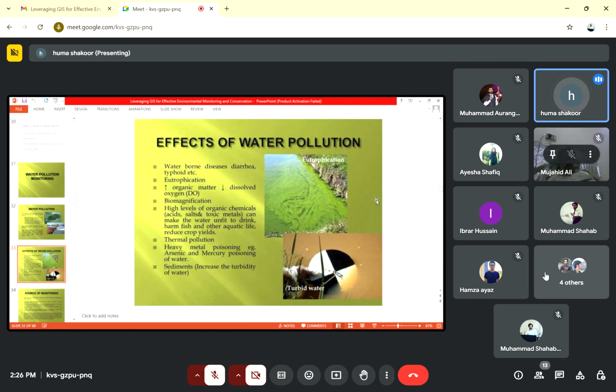What are the effects of water pollution? Why do we have to monitor and study water pollution, and why do we collect data to monitor it through GIS? It is very important for the benefit of humans, for the benefit of the environment, and for sustainable development. We are doing this effort. Water pollution causes waterborne diseases. It also causes diseases in humans, like hepatitis A, B and C, because of the water pollution. It degrades the environment, the soil quality, and the crop quality.